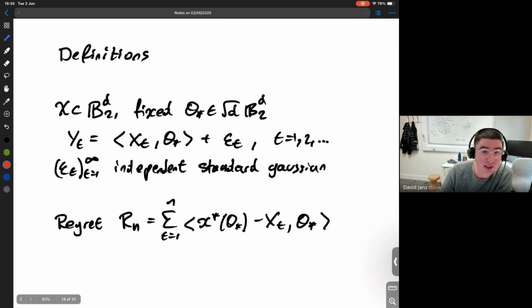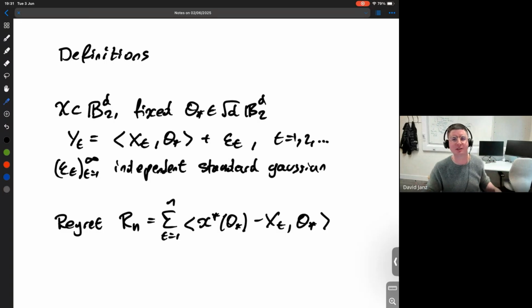Okay, so recapping the linear setting, we have an arm set that's a subset of the unit ball. We have some fixed theta star, and we assume its norm is at most square root d. We have responses which have mean given by the inner product of the arm and theta star, plus some noise which is taken from an independent standard Gaussian sequence just for convenience. You can make it conditionally sub-Gaussian or whatever you like. And the regret is a pseudo-regret, the sum of the differences between the maximum mean reward and the mean reward actually incurred.